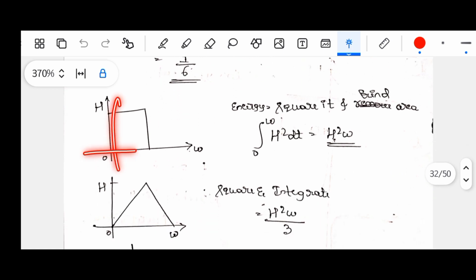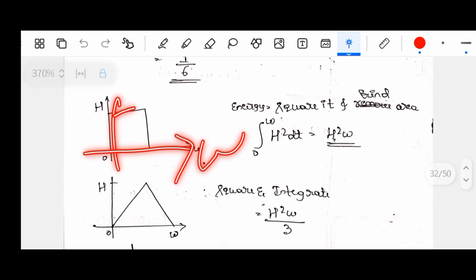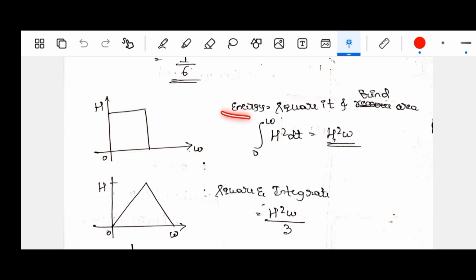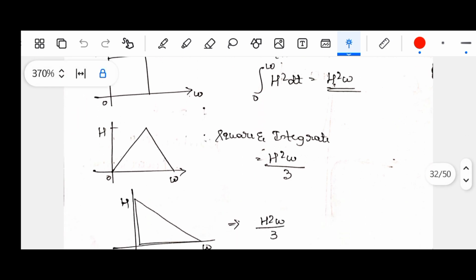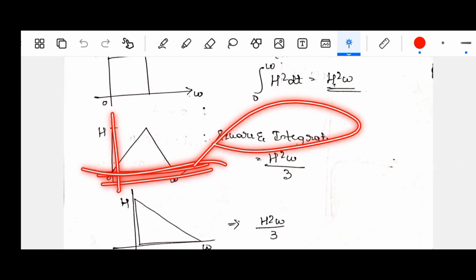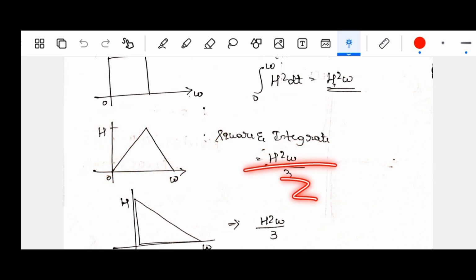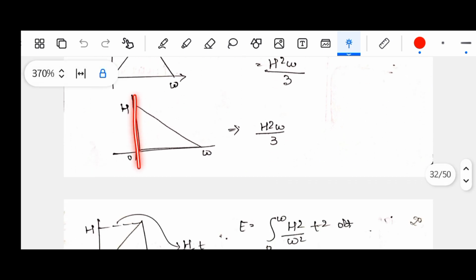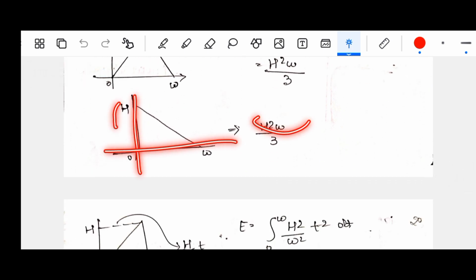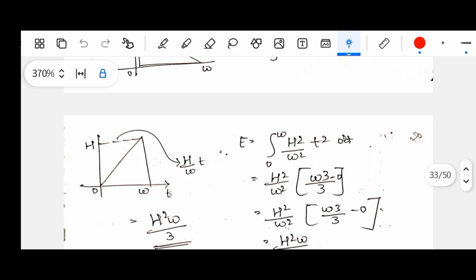See this graph. It has a width and a height. So, energy is equal to square it and find out the area. Integration of 0 to w of h square into dt. Therefore, h square into w. For this sloping graph, square it and integrate. Height will be h square into w. Therefore, h square into w divided by 3. This is also the same. Here it is h square into w divided by 3.